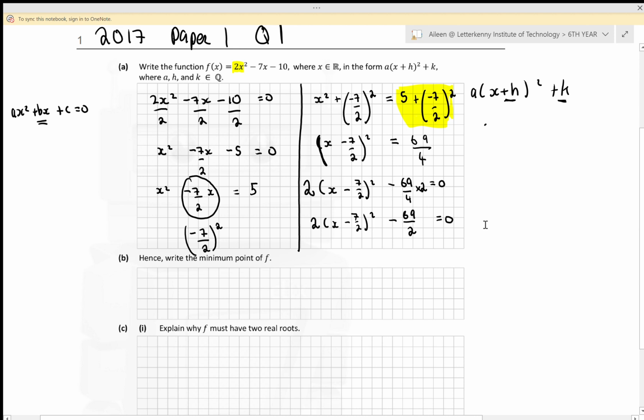Now that we have our equation in this form, let's look at part B. Write down the minimum point of f. Well, as we said at the start of this video, the minimum point of f is minus hk. So in our case, if our function is 2 times x minus 7 over 2 minus 69 over 2, our minimum point is 7 over 2, remember you're flipping that sign on the x, comma, minus 69 over 2.